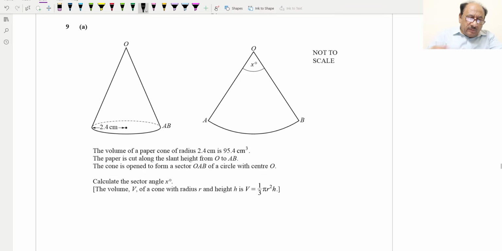Hopefully you understood this. Now we can move to question number 9a part, and it says the diagram is not to scale. The volume of a paper cone of radius 2.4 centimeters is 95.8. The paper is cut along the slanting height from O to AB. So this is the slanting height. The paper is cut from here, and the cone is opened to form a sector OAB of a circle with center O. Calculate the sector angle X. The volume formula they have provided is this one.